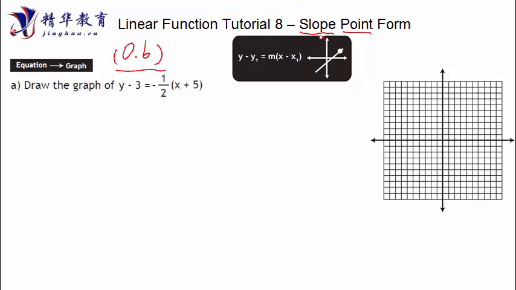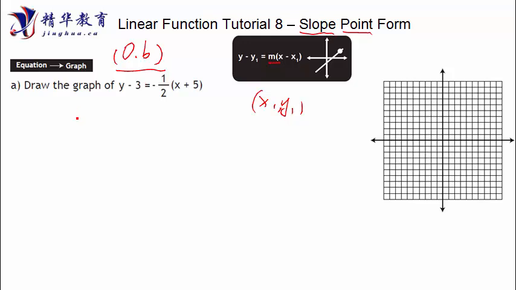How to read slope point form here? We have y minus y1 equal to m times x minus x1. So x1 and y1 are our point, any point, and m is still the slope.